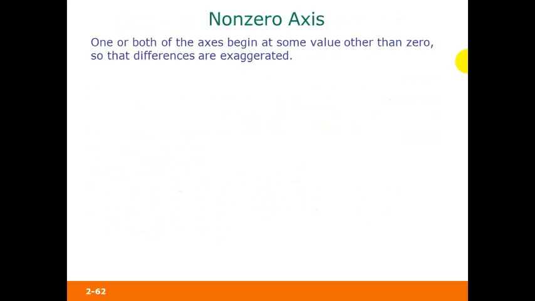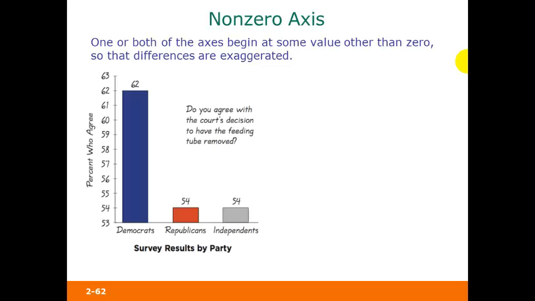A non-zero axis means that one or both of the axes begin at some value other than 0, so that the differences are exaggerated. Here's a bar graph that gives the percent of those who agreed with a court decision to have a feeding tube removed. This is split up between political parties: Democrats, Republicans, and Independents. Just looking at this graph, it looks like a much higher percentage of the Democrats agreed with the court's decision than Republicans or Independents.